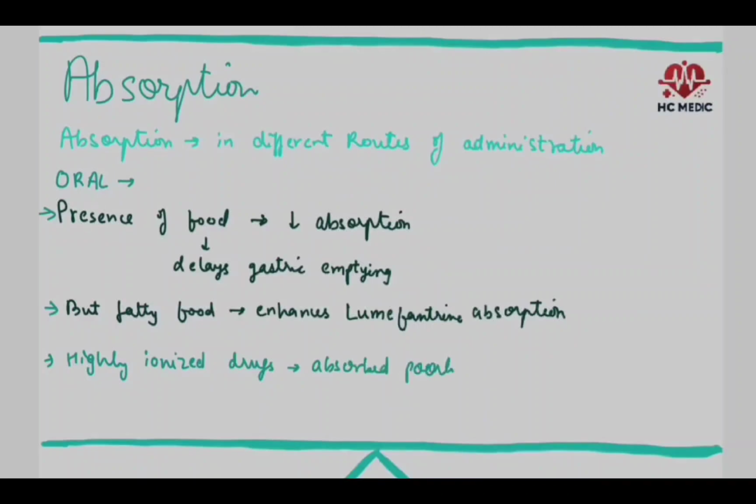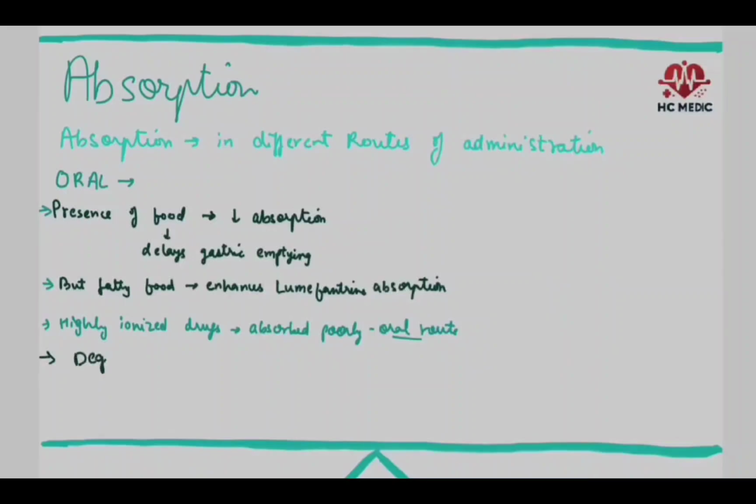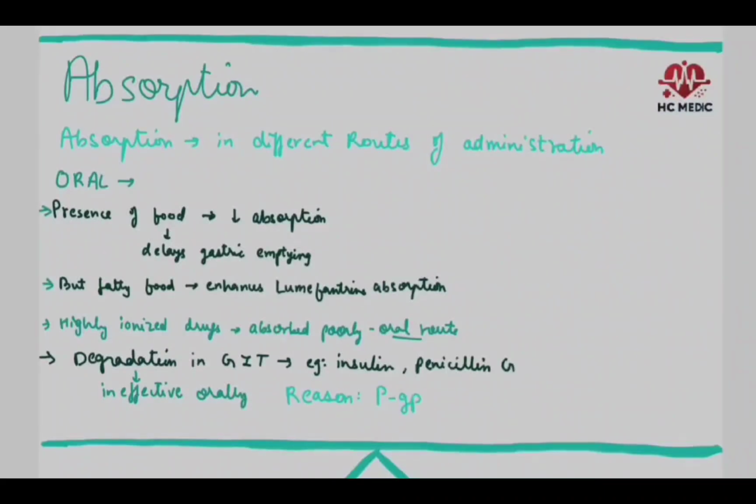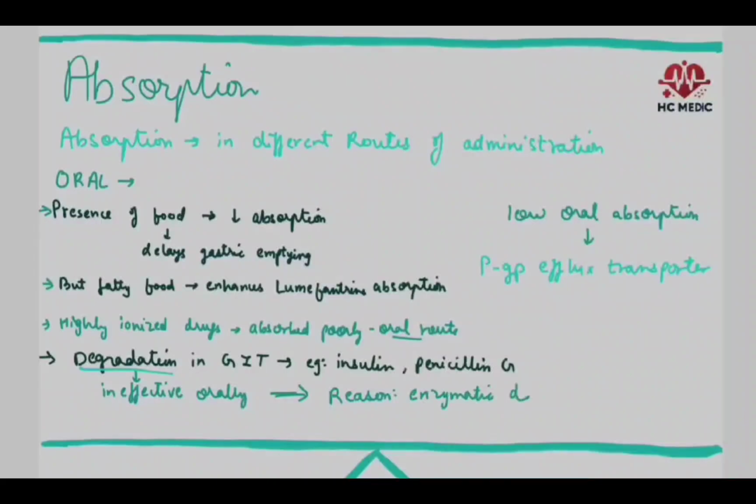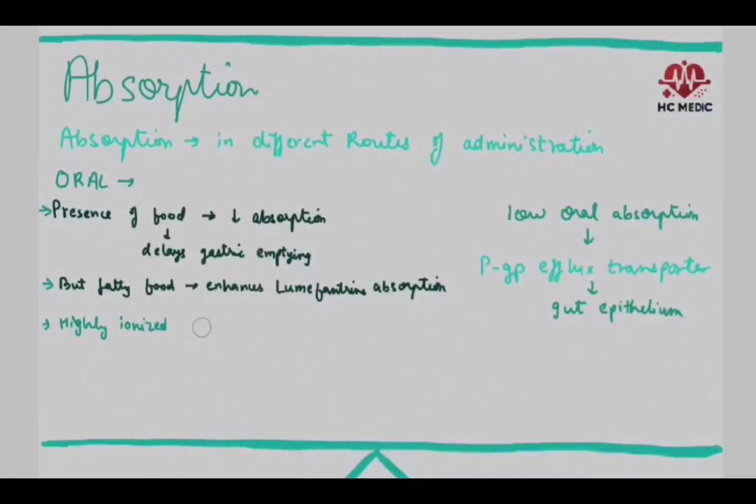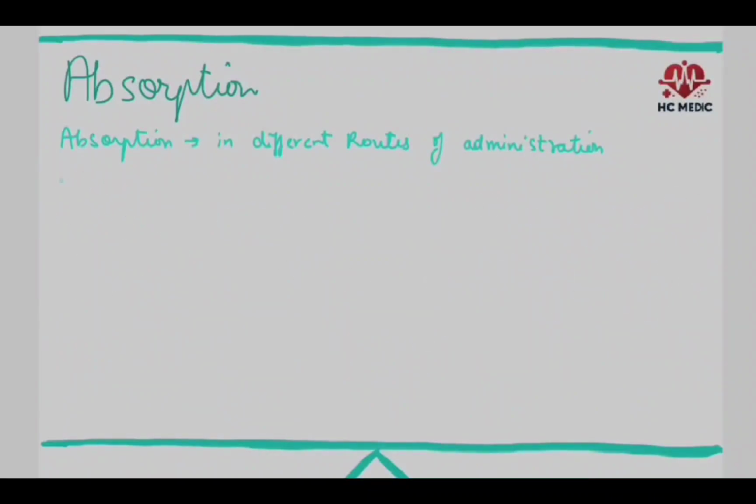Highly ionized drugs are absorbed poorly, so it is not effective, and we prefer other routes for such drugs. Now, degradation in GIT is seen in drugs like insulin, penicillin, which are protein in nature and are degraded by the enzymes. They are hydrolyzed by the enzymes in the stomach, in the intestine. The reason is enzymatic degradation. Another point is low oral absorption because of PGP efflux transporter, which is present in the gut epithelium.